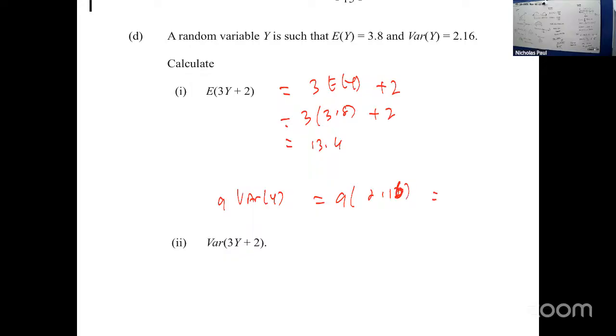Right, this one is real simple. This is 3 E of Y plus 2. So that's 3 by 3.8 plus 2, which is 13.4. And then the next one will be 9 by the variance of Y. So that's 9 by 2.1, which is 18.9. Also, this came up earlier, where they give you 19.44 and ask you to find the variance of Y. So just look backwards. Make sure you remember these rules, right? All right, nice.